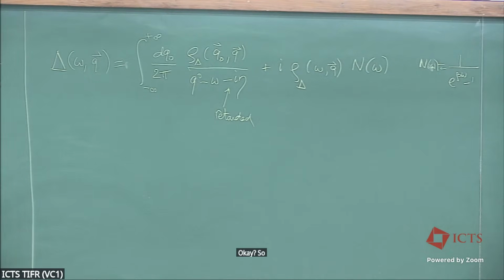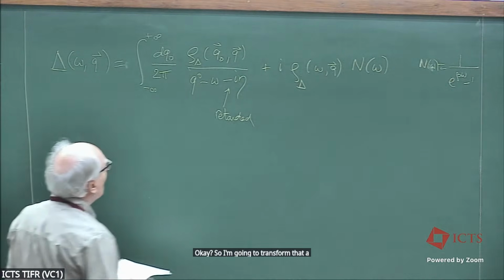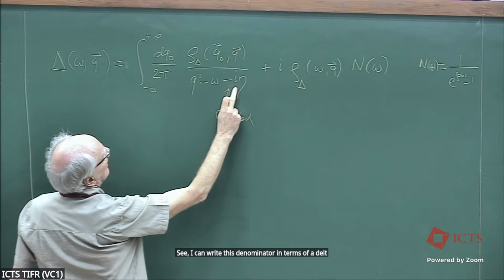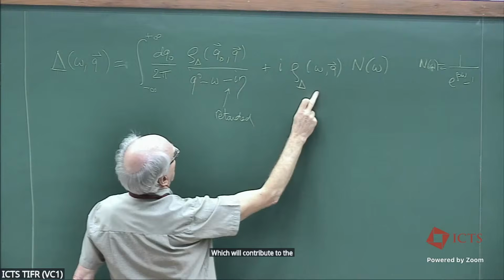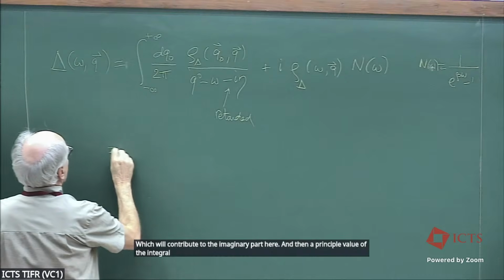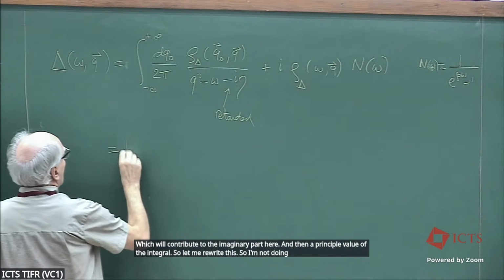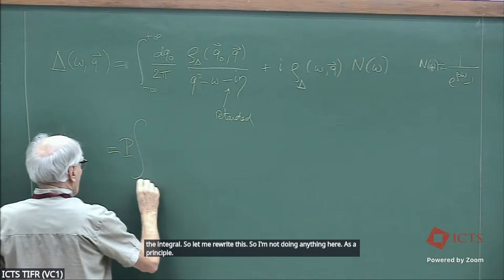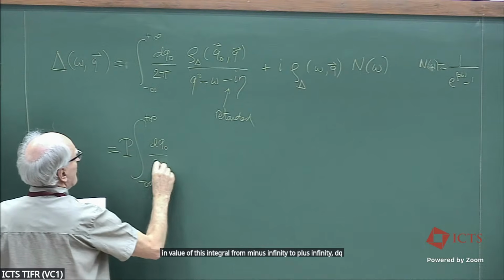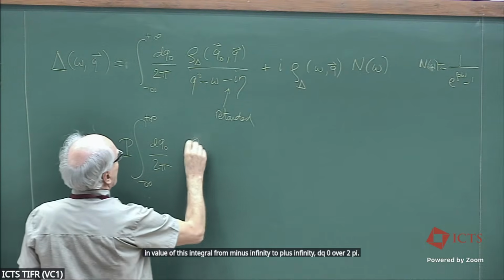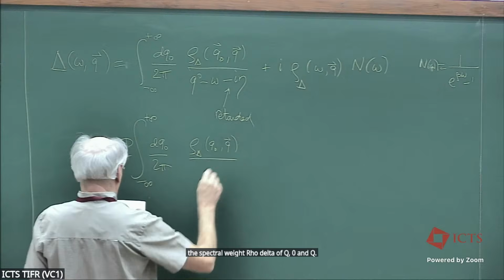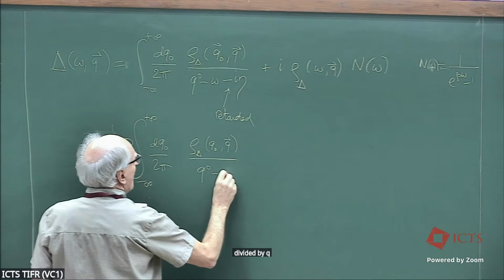So I'm going to transform that a little bit. See, I can write this denominator in terms of a delta function, which will contribute to the imaginary part here, and then a principal value of the integral. So let me rewrite this. So I'm not doing anything here. As a principal value of this integral from minus infinity to plus infinity, dq0 over 2 pi, the spectral weight, rho delta of q0 and q, divided by q0 minus omega.